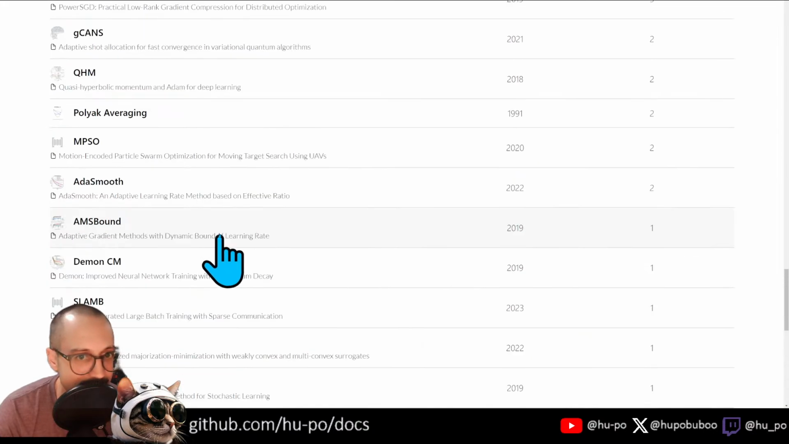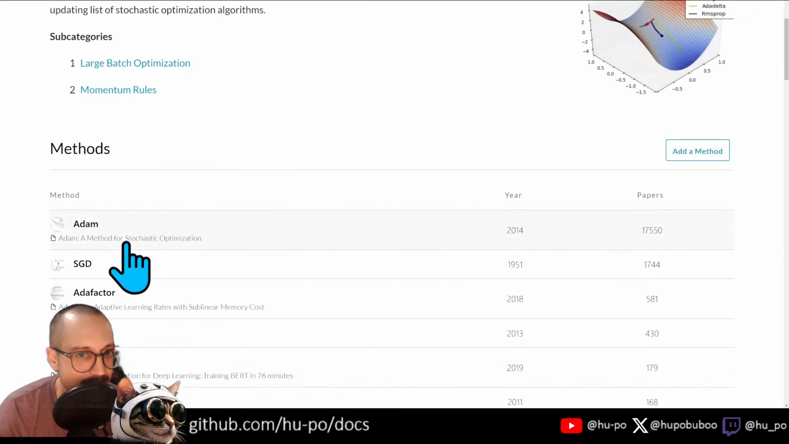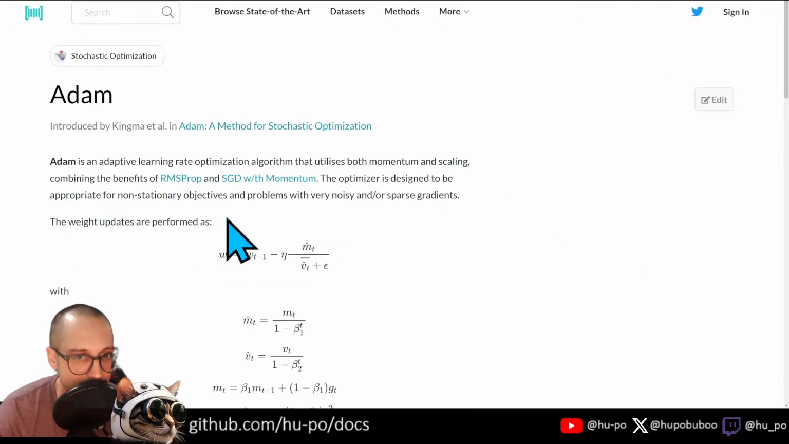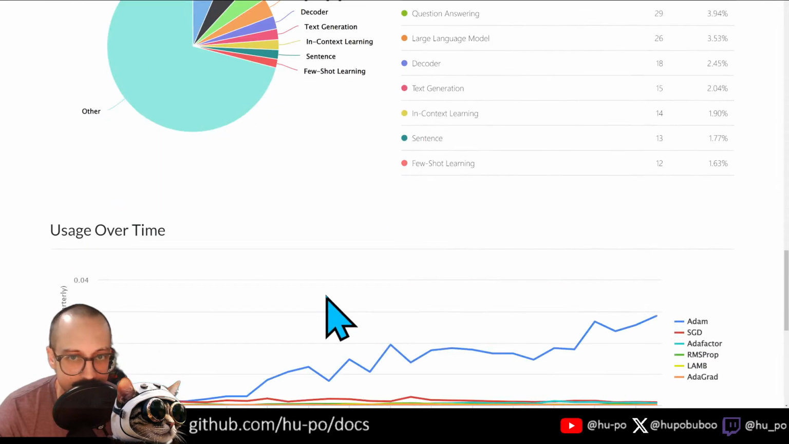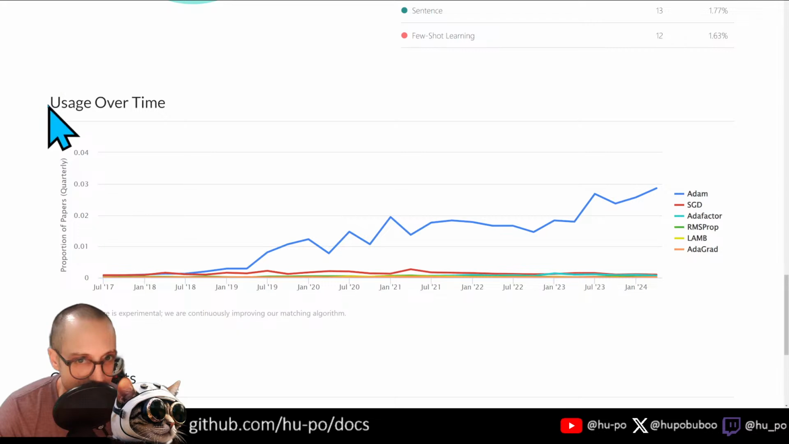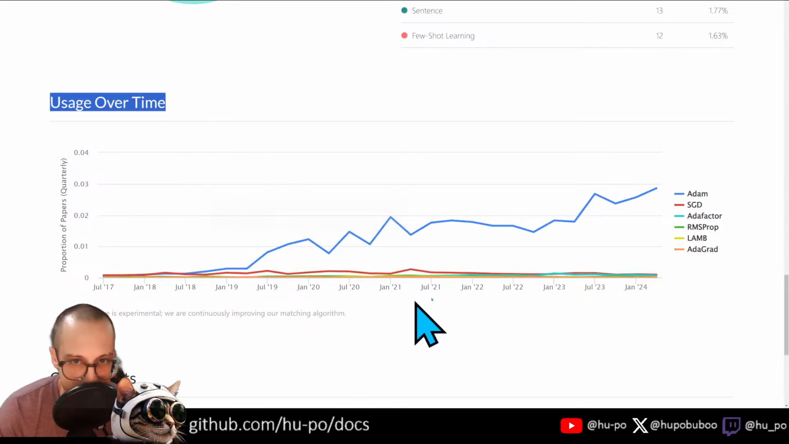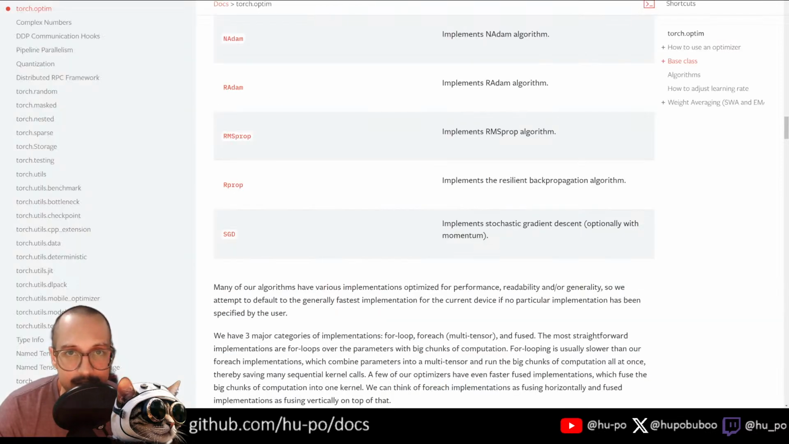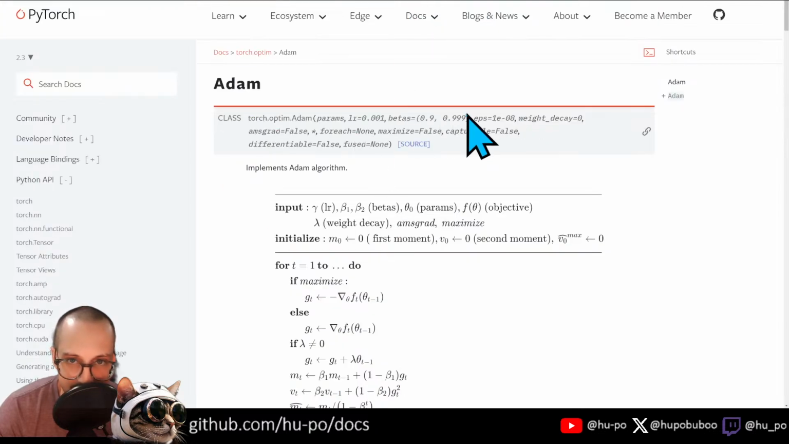Where's this plot? I really want to show you guys this plot. Adam. This one? Yeah, here we go. This is the plot I was looking for. Usage over time. You can see these are different optimizers, SGD, but it's all Adam. It's all Adam, guys. And I bet like 90% of people aren't even changing these values. Like 90% of people are just using torch.optim.Adam and they're not even touching this.